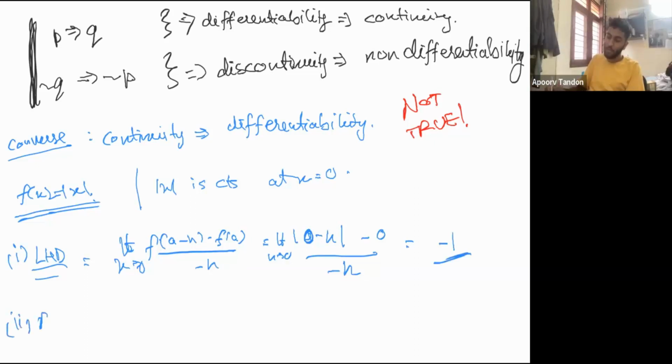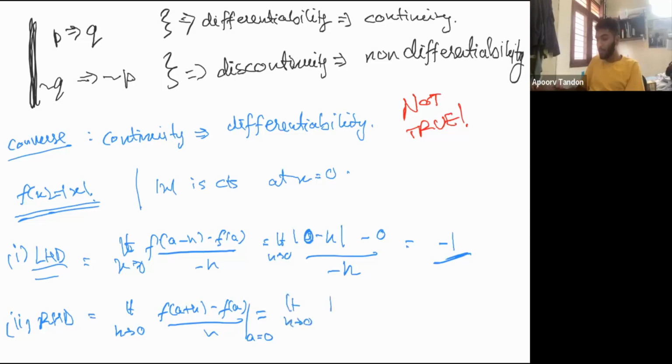Similarly, let's look at the right-hand derivative of mod x at x equals 0. The limit as h tends to 0 of f of a plus h minus f of a divided by h, where a is 0. We're considering differentiability at 0. This can be written as the limit as h tends to 0 of mod h minus mod 0, which is 0, divided by h, which is +1. We can see that the left-hand derivative and the right-hand derivative don't agree with each other. And this implies that f dash 0 does not exist.